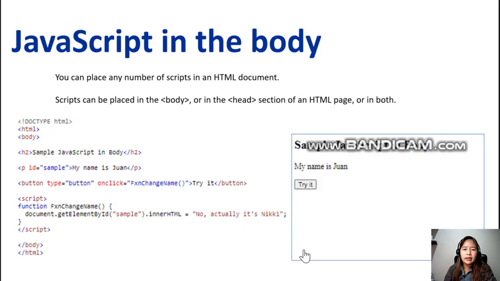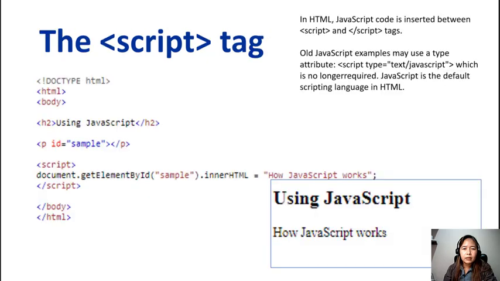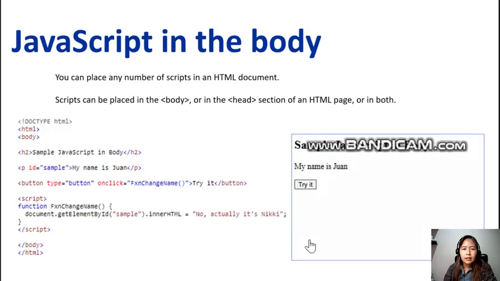So as you can see here in the output, it says "my name is 1", and then it actually will replace it with, no, actually it's Nikki.